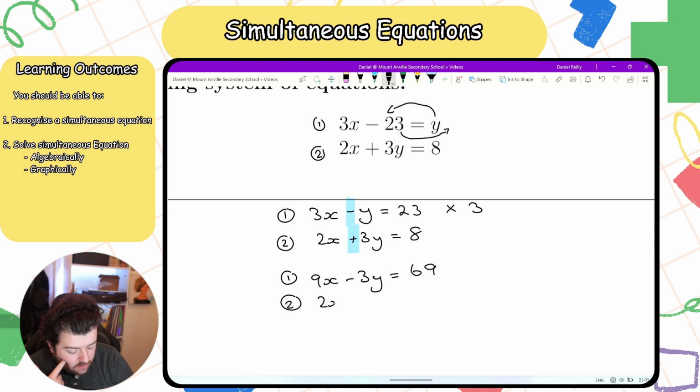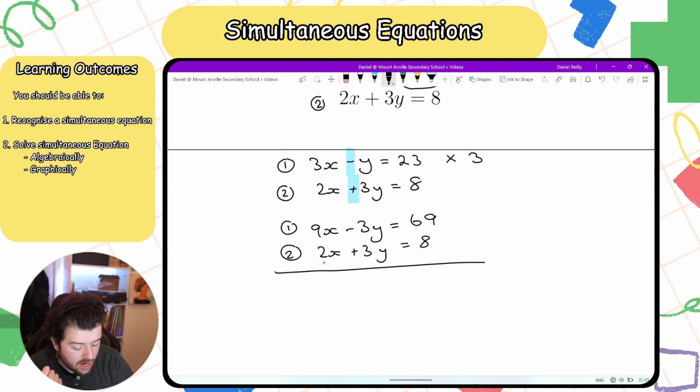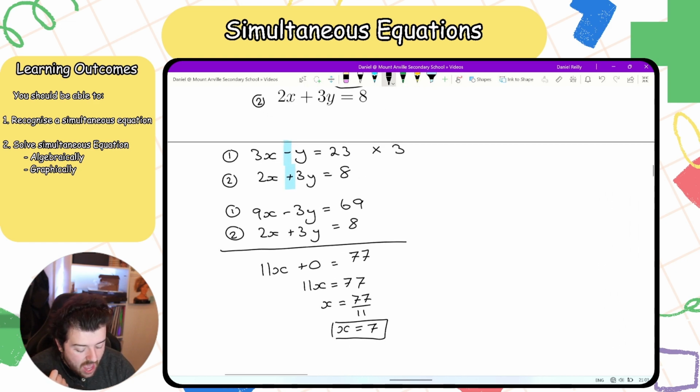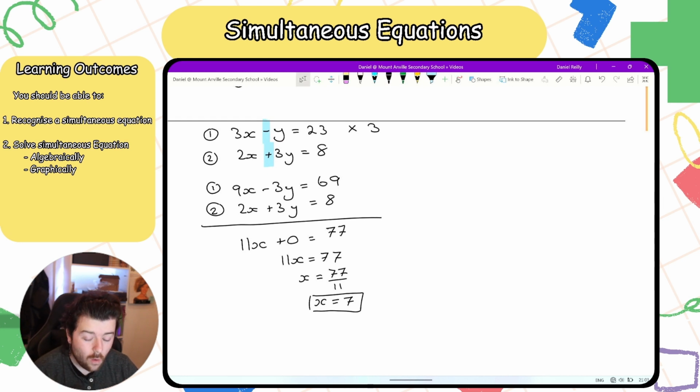Then my bottom line is 2x plus 3y is equal to 8. Add both of my equations. So 9x plus 2x is 11x. Minus 3y plus 3y is 0. 69 plus 8 is equal to 77. So 11x equals 77, x equals 77 divided by 11, x is going to equal 7. So there you go, x is equal to 7, and now I want to find what y is.